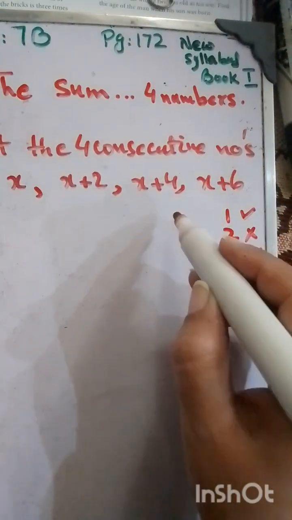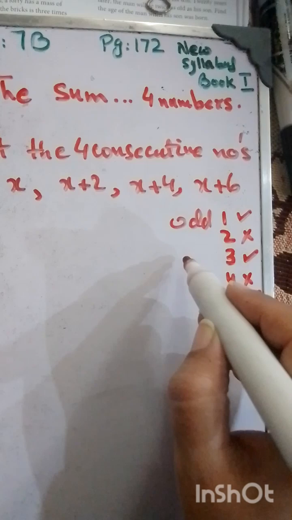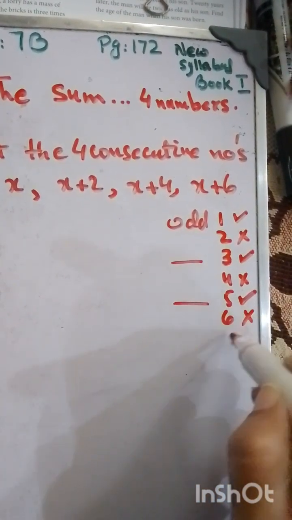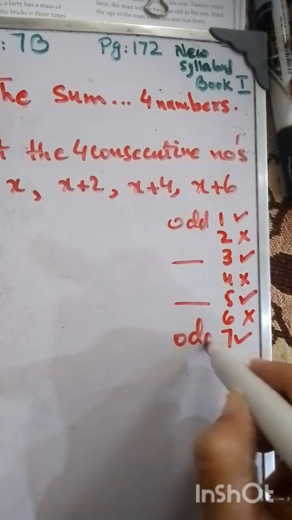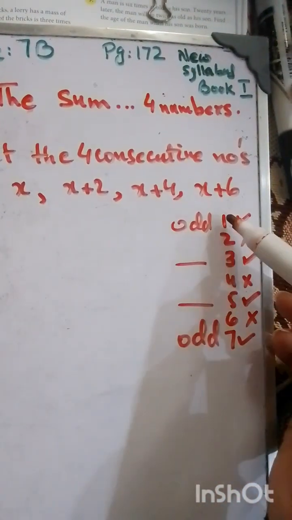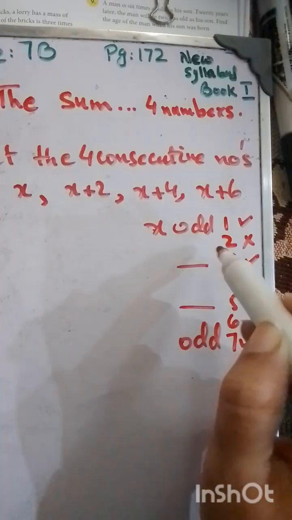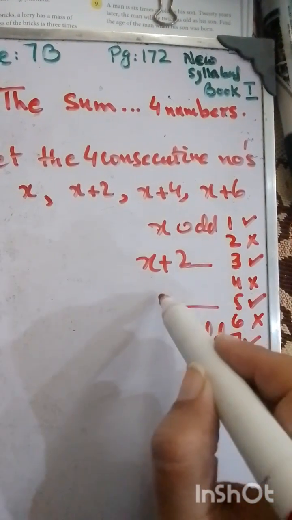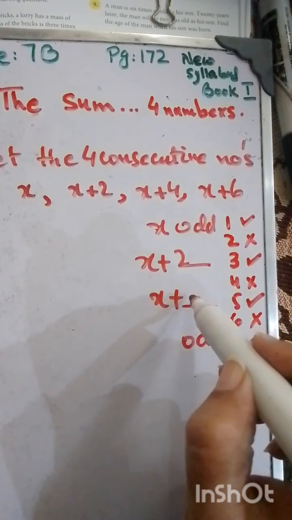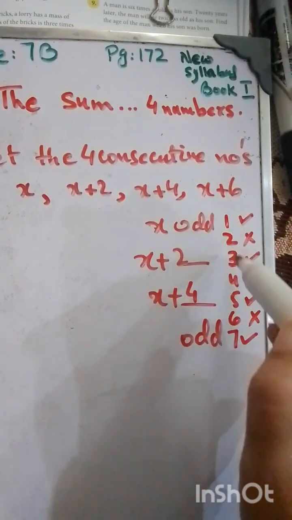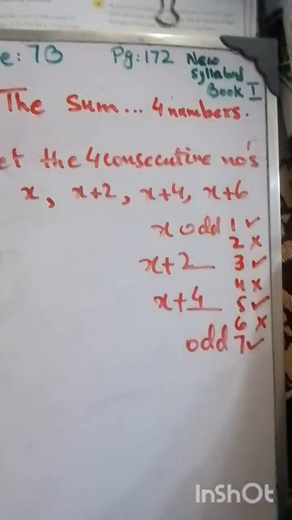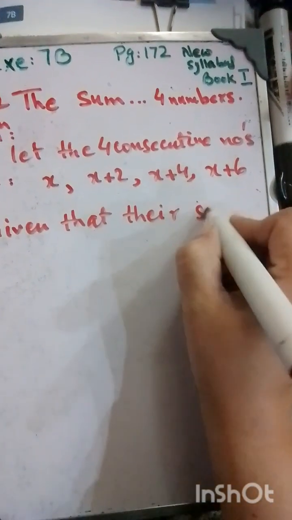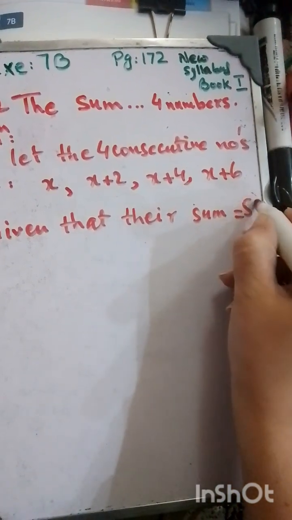Keep in mind that the numbers they have said are odd. We need to focus on the odd consecutive numbers, right? So 1 is odd, 3 is odd, 5 is also odd, and 7. So if the first number is 1, then the second number will be 1 plus 2 is 3, then 1 plus 4 will be 5, and 1 plus 6 will be 7, obviously, right? Keep in mind that we have to make them odd. And their sum equals 56.